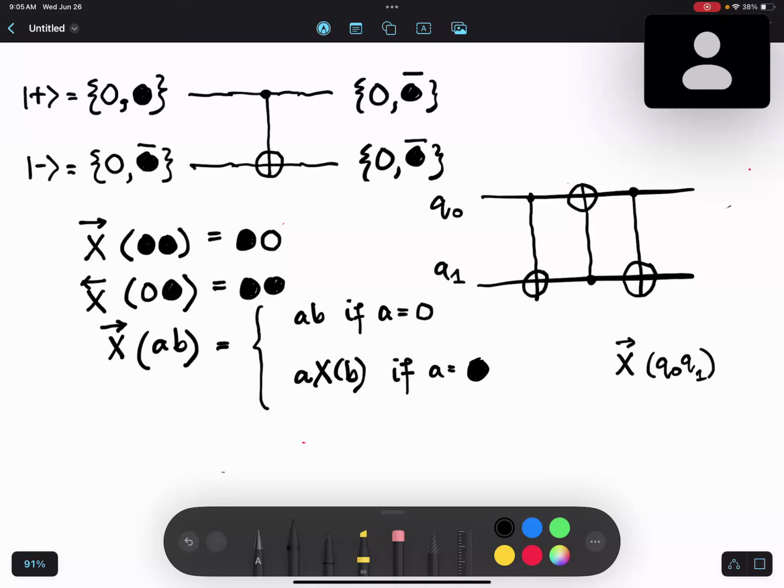Because Q0 is the control for the first. But then whatever the answer is, it's going to be 2 qubits. Go ahead and apply an X like this, because this time around, the qubit on the right, or the lower line, is going to be the control.